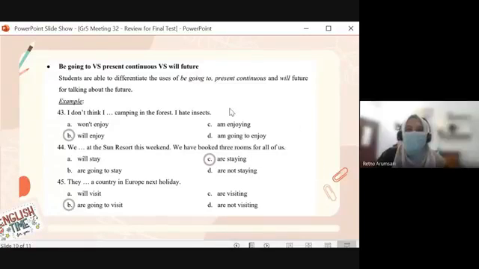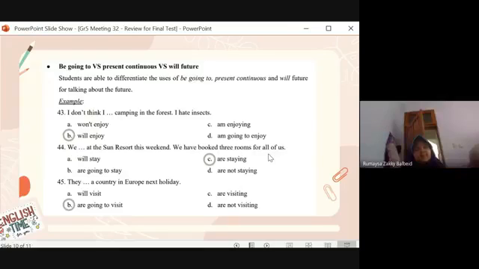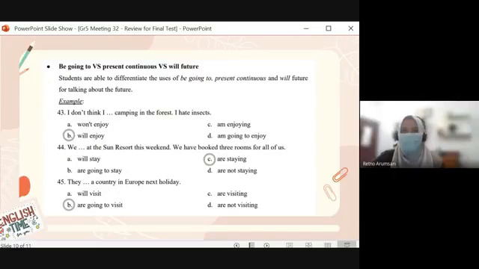So when you are deciding whether the answer is be going to, present continuous, or will future, you have to make sure first whether the sentence is an intention, an arrangement, or a prediction. You have to be sure about them first. Okay, 5D, any questions about this? No? All right. You sure?